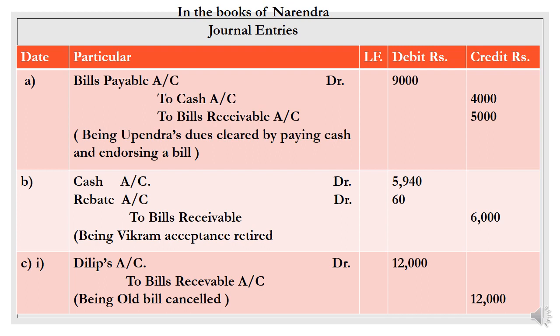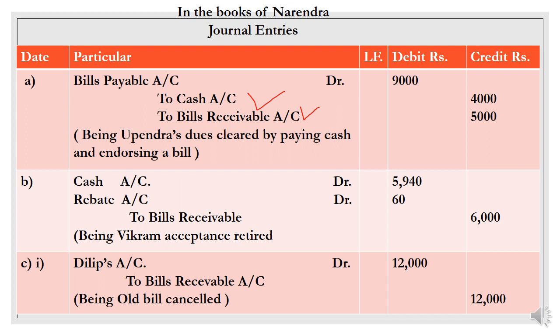Now again I would like to remind you, Narendra is making the payment to his creditor, means making the payment of his bills payable by giving cash and by giving his bill from Ramlal. So the bills payable account will be settled of 9,000 by giving cash of 4,000 and bills receivable of Ramlal of rupees 5,000. So being Upendra's dues means Narendra has to pay 9,000 to Upendra. Now he is settling the payment by giving cash and his bills receivable.